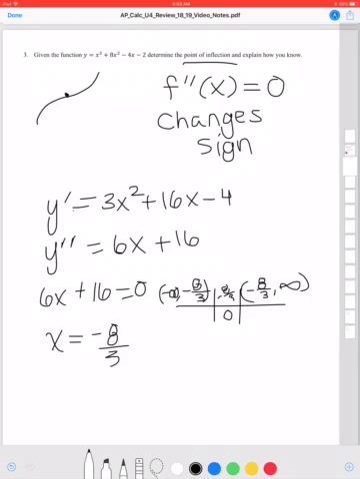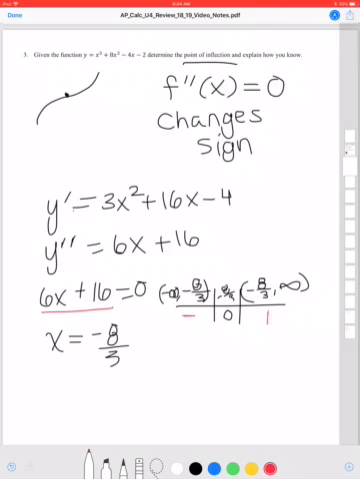All right, so let's pick a number below negative 8/3. If you're not really sure how much negative 8/3 is, then just pick a really negative number. But negative 8/3 is a little bit less than 3, so let's go with negative 5. If I plug in negative 5 for x into my second derivative, 6 times negative 5, negative 30 plus 16, that gives me a negative answer.